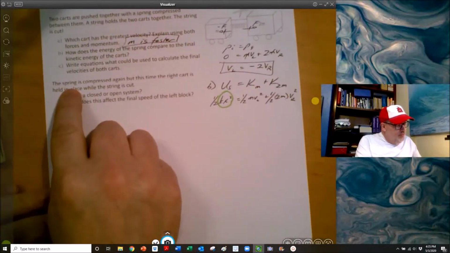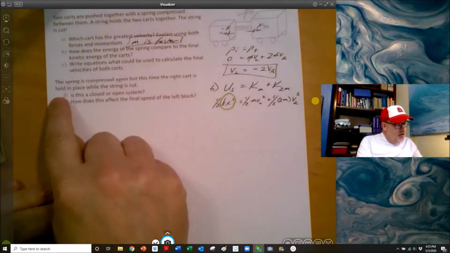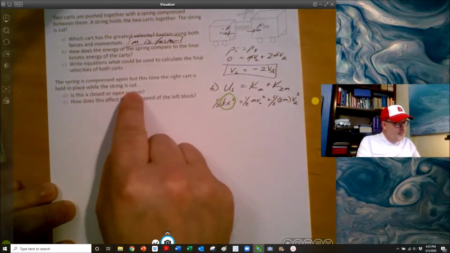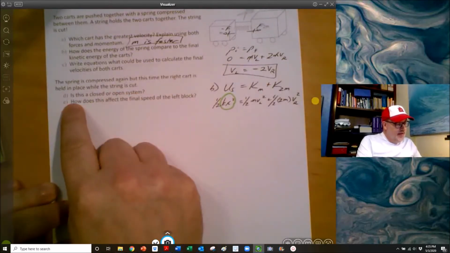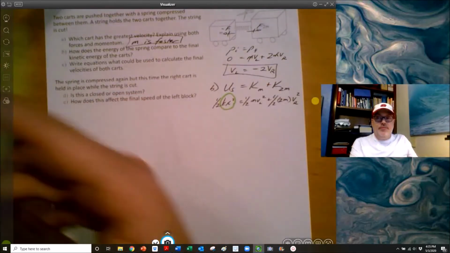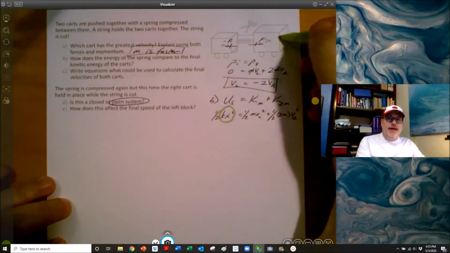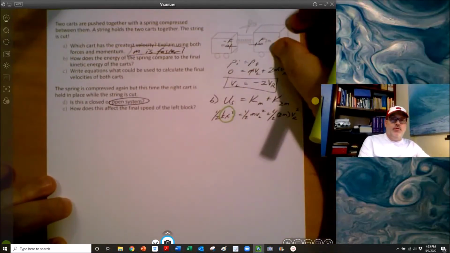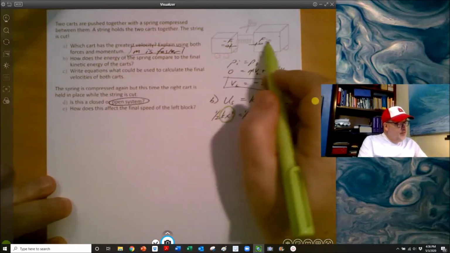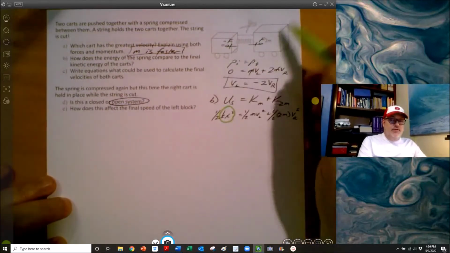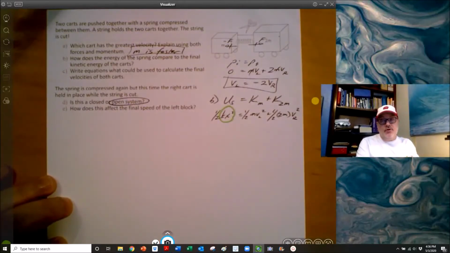Now it says the spring is compressed again, but this time the right cart is held in place while the string is cut. Is this a closed or open system? This is an open system because the disembodied hand of science is holding this one in place. That's an outside force. And so for our system of the two carts, we have an outside force. Momentum will not be conserved.